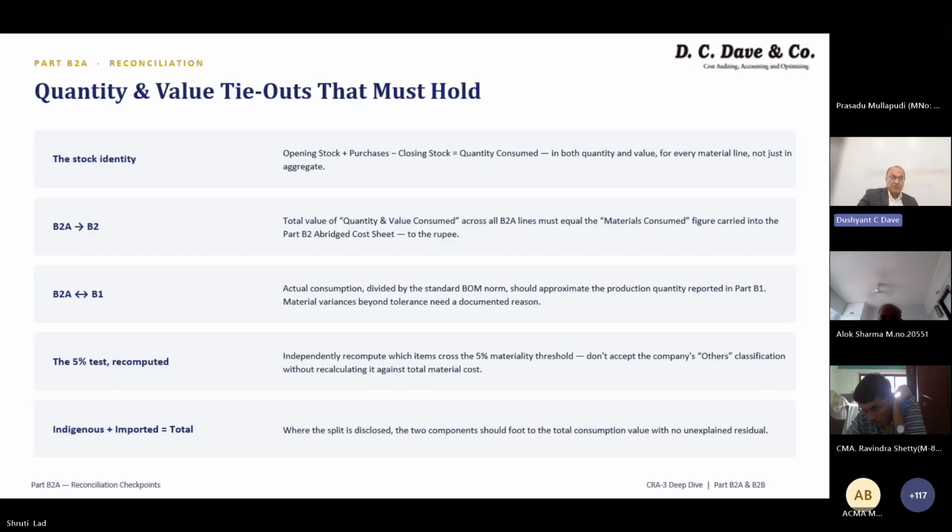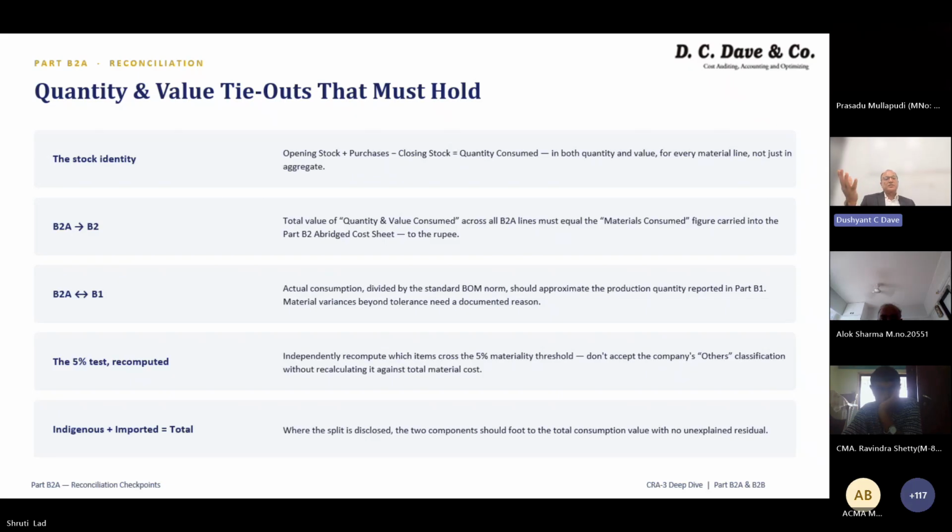What are the areas of reconciliation? First is, of course, the inventory equation: opening stock plus purchase minus closing stock is equal to consumption. This equation should hold true both in quantity and value, not merely in aggregate, but material-wise wherever possible. B2A to B2: next, verify whether the total value of materials consumed in B2A agrees exactly with the material cost appearing in Part B2. Even a small difference should not be ignored.